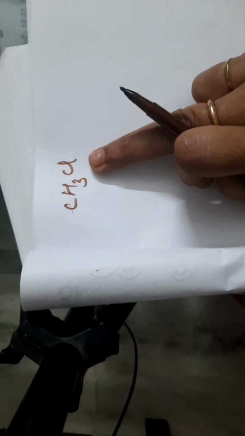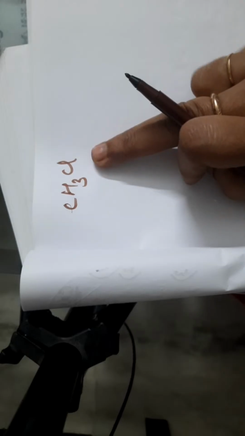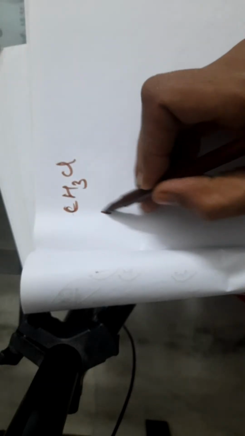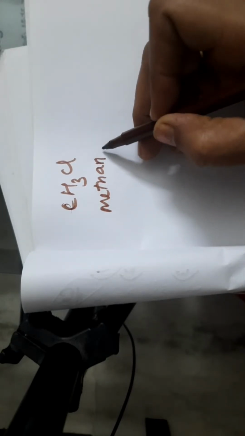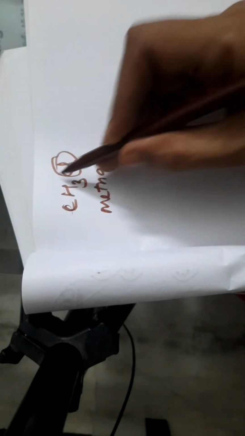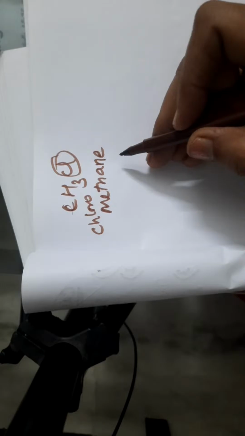Now CH3Cl. One of the hydrogens is being replaced by chlorine. So this we call a halogen derivative, and while naming it, a single carbon is there, so we call it meth. Chlorine is added, so we can write it as chloromethane or methyl chloride.